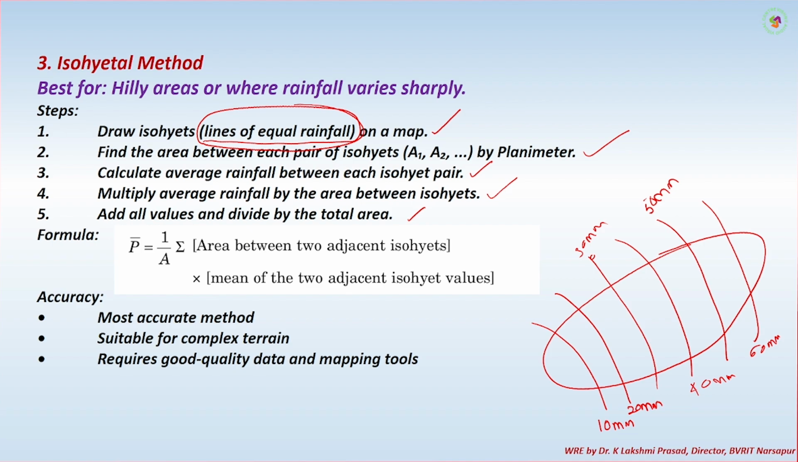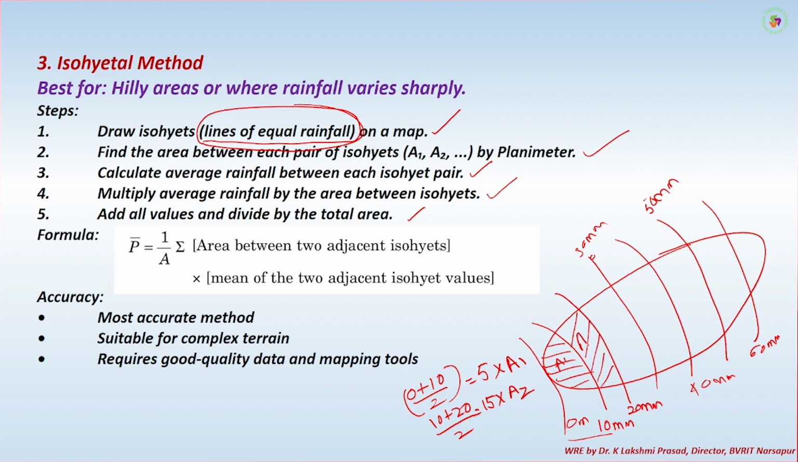Now what I need to do is take a planimeter, right? First thing is this. I take this as 0 mm, nothing. Now I measure this area A1. So A1 multiplied by the average of 0 and 10 mm. 0 plus 10 by 2 is equal to 5. So 5 into this area A1. Similarly 10 plus 20 by 2, how much will it be? 15. So 15 into A2. This is the area A2.